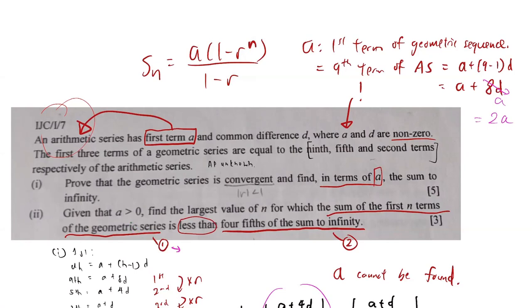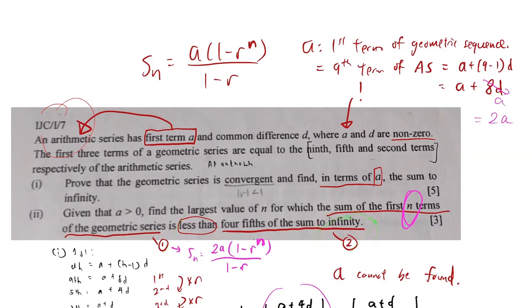Sn equals the first term. It's not A, it's 2A, multiplied by 1 minus the common ratio, let's call it R, to the power of the number of terms. Here we are summing the first n terms, so power n, divided by 1 minus the common ratio. Take note that the A, R, and N here are not always literally A, R, and N. You need to contextualize, okay? In this case, A is not A, it's 2A, but the rest are still the same. Number 1 done, 50% done, 50% more to go.